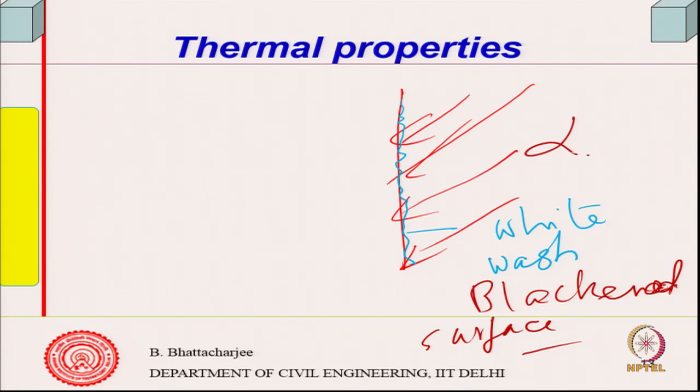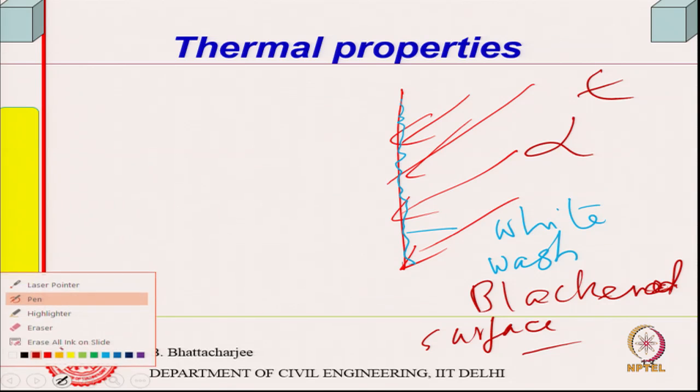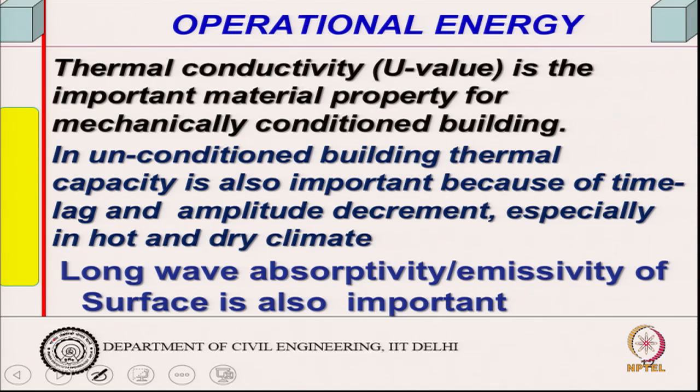So, what we call the alpha value, absorptivity, is also an important thing, but once it gets heated up, it also emits that energy out, and that we call long wave emissivity. So, these properties are also important. I think that is where we stopped. Long wave emissivity and short wave absorptivity, these are important.